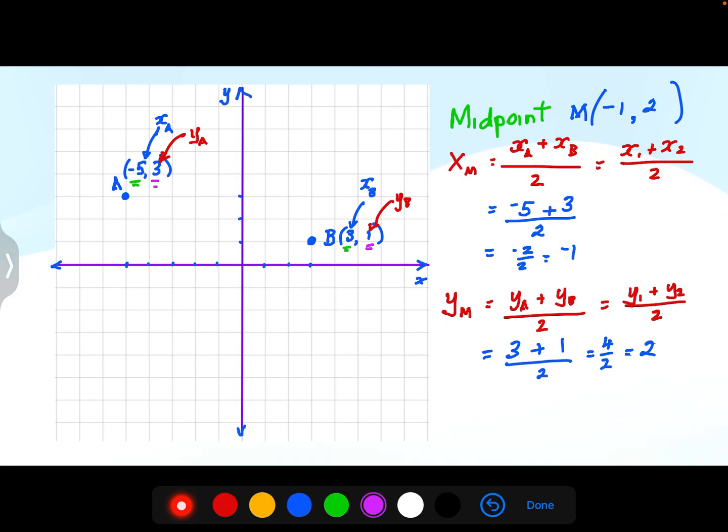So we can put that here, -1, there's -1, there's 2, there's the position for M, and M would be halfway precisely between point A and point B, and that is called the midpoint.